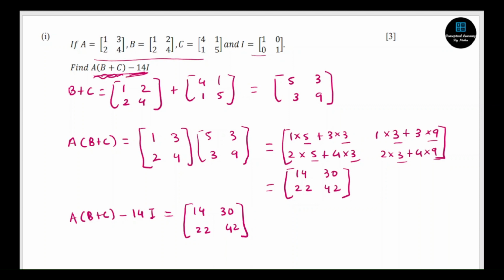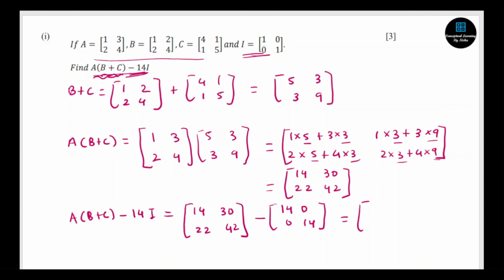Now 14. You have to multiply each element of I by 14. So what will you get? I'm doing it directly. As of now, I don't have space, so you write one more step over there. So 0 and 14. And now when you subtract, what do we get?